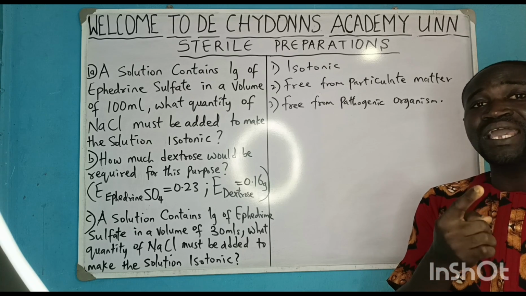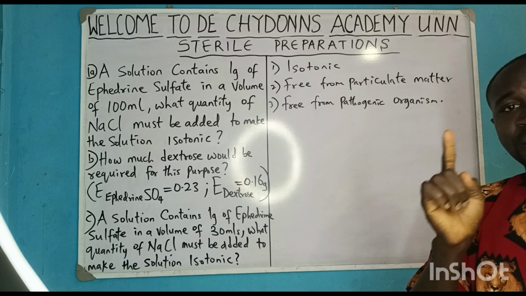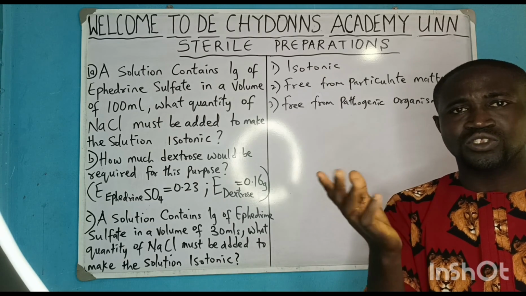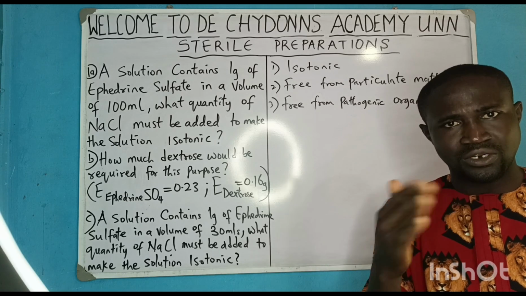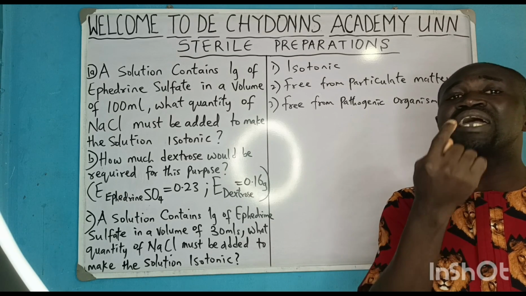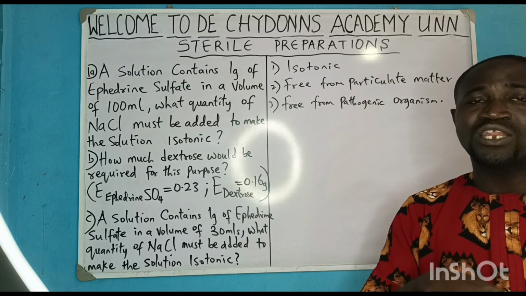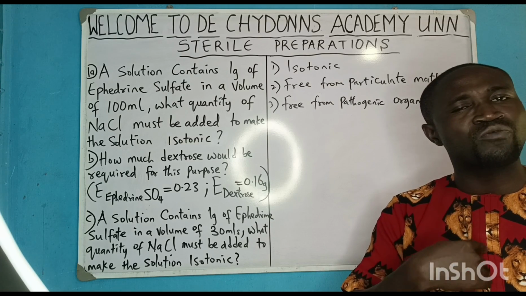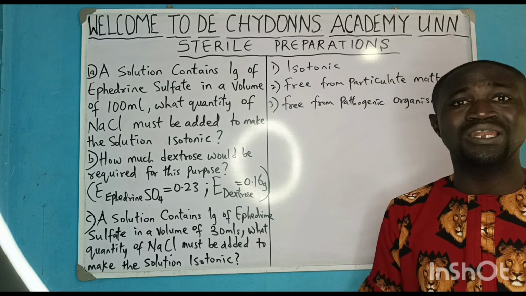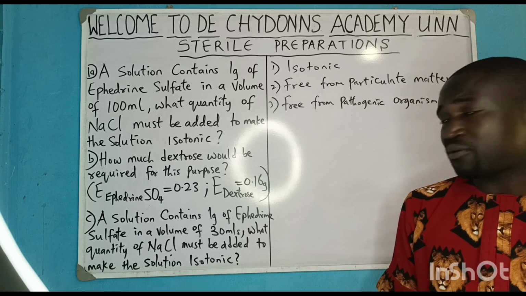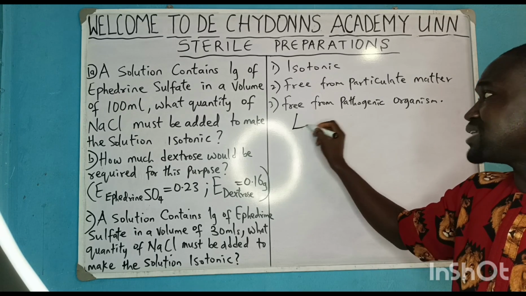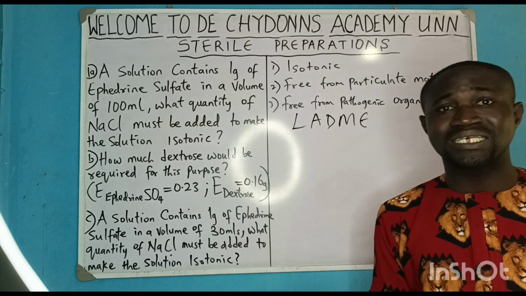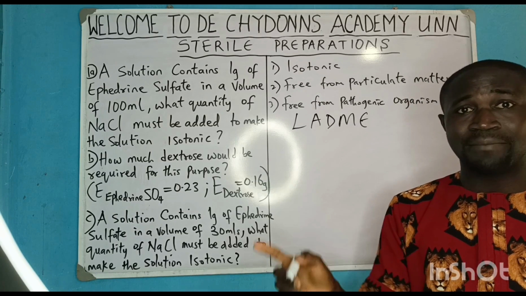When you take any of the non-sterile pharmaceutical preparations like syrups, suspensions, tablets, capsules into your system, they don't go to your bloodstream immediately. They undergo a lot of processes called ADME. We'll still discuss that when we discuss pharmacokinetics and pharmacodynamics of drugs.